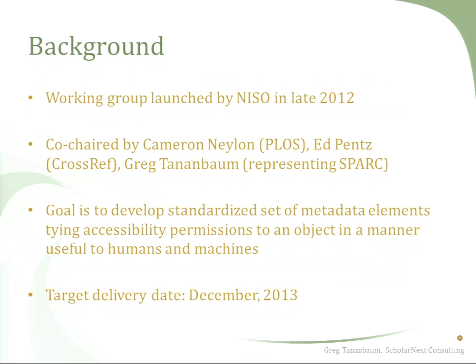The goal of the project is, as you can see, to develop a standardized set of metadata elements that tie together accessibility permissions to an object in a manner that is useful to both humans and to machines. So basically, our aim is to make it easier for readers and for researchers to understand what their access rights are for individual articles. And the expectation is that this would be crafted in such a way that publishers and indexers and search engines and libraries and funding bodies and other actors in the research chain would be able to easily implement it.